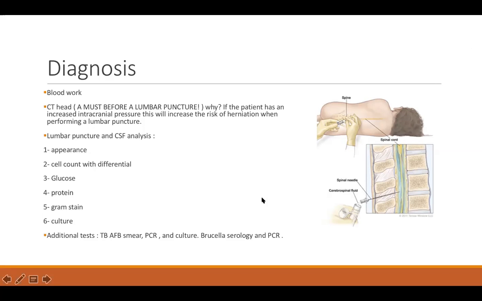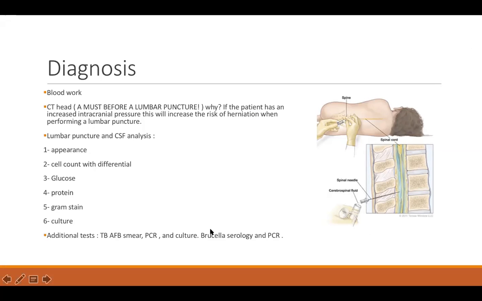So the contraindications of a lumbar puncture are increased intracranial pressure or obvious infection or cellulitis at the site of needle insertion. This is also a contraindication. Okay, so once you do your lumbar puncture, you insert your needle to the subarachnoid space to try and collect some cerebrospinal fluid. Usually it's done between L3 and L4.